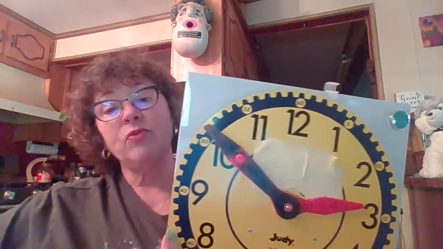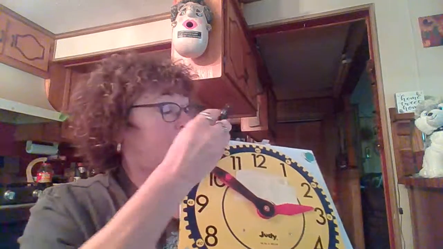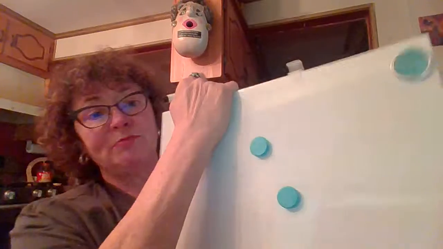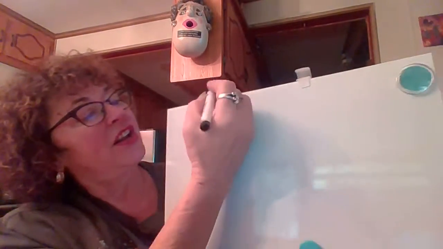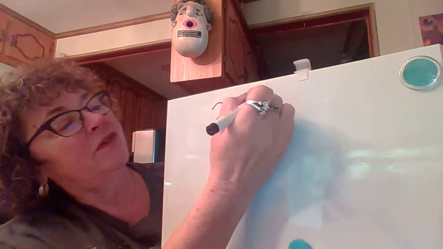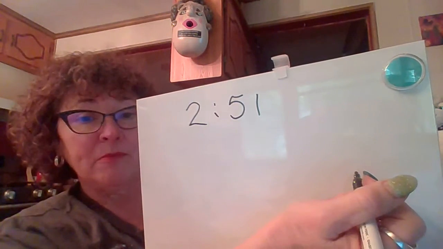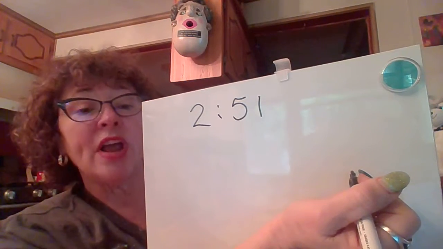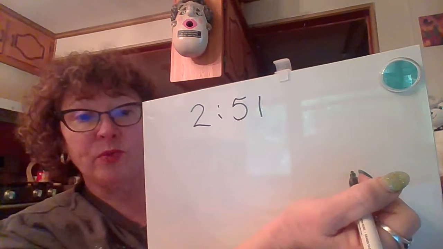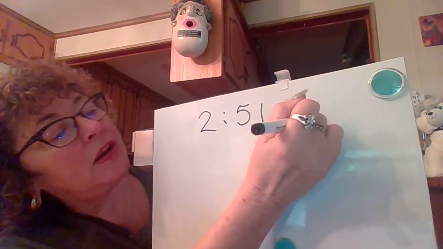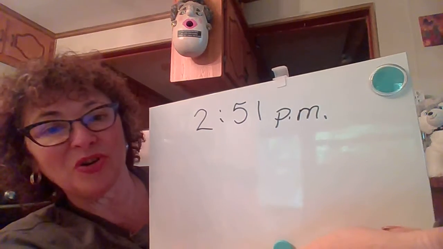So the time right now on this clock, if I can get it written down, is 2:51. Okay? Now is that AM or PM? Remember, I told you we're at school and we're fixing to get ready to go home. So 2:51 p.m. I hope you're not awake at 2:51 a.m. Let me get my clock.